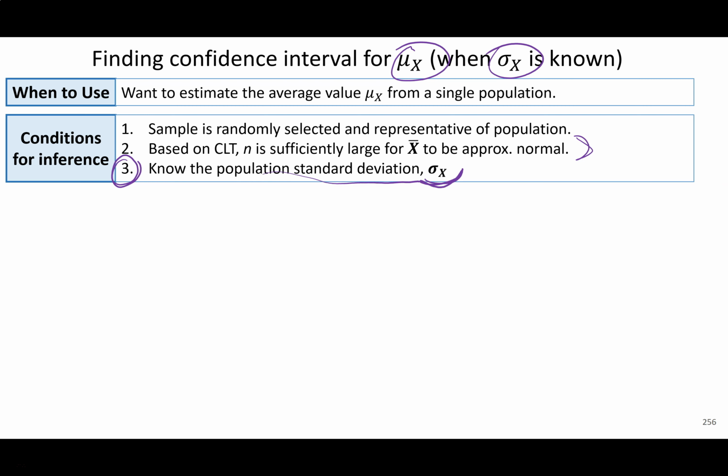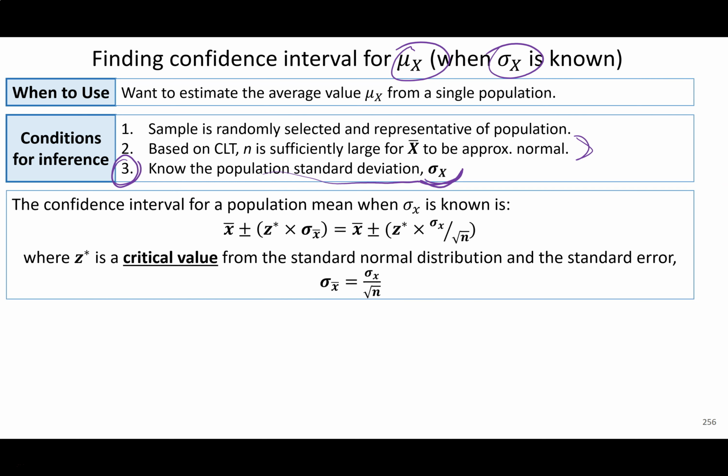If we happen to know the population standard deviation, sweet. When we do, we can say my confidence interval is going to be x bar plus or minus my critical value, z star, times sigma of x bar. And sigma of x bar is just sigma of x over root n. So my z star is the critical value, and this sigma over root n is my standard error.